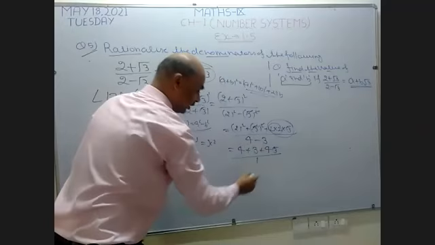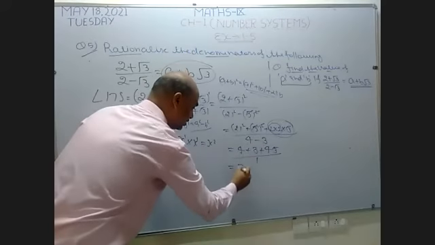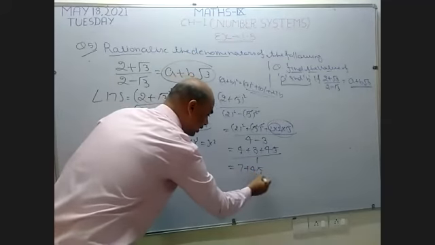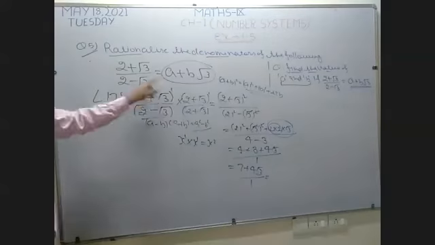4 minus 3 is 1. Now 4 plus 3 is 7. After that, 4 root 3 is 1. This is the final answer. This is the answer of this left side.